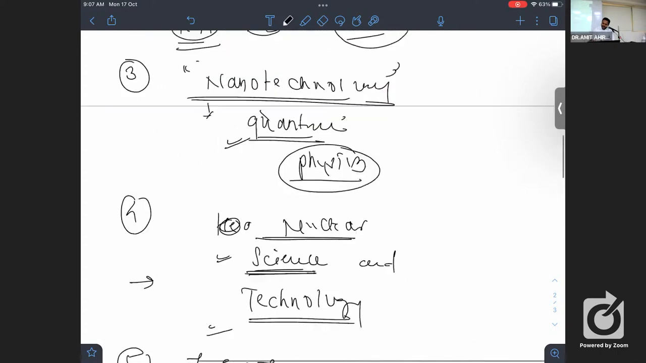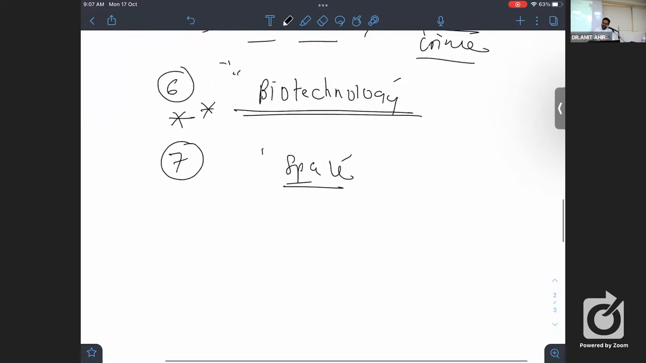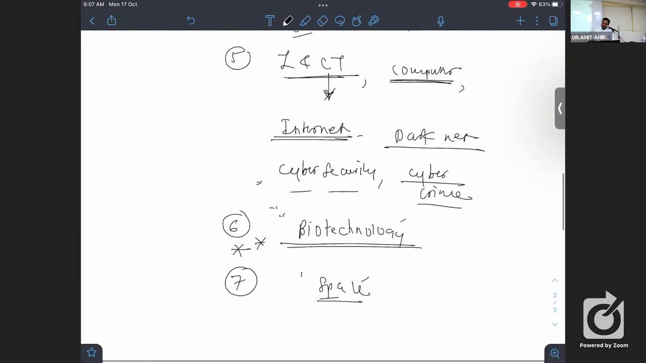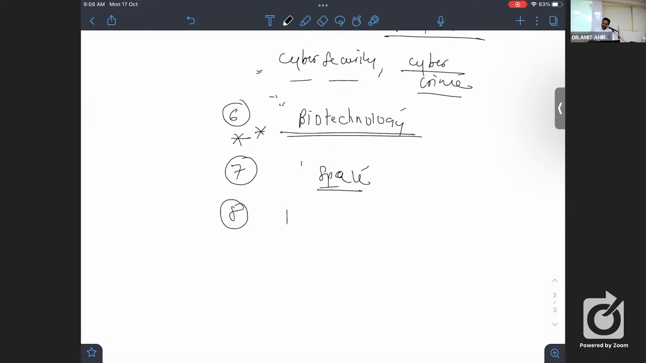Seventh one is space science and space application, space science or space technology I would say. And eighth one is defense. So this is a list of tentative topics we need to study for the purpose of mains examination and for that matter the purpose of preliminary examinations.